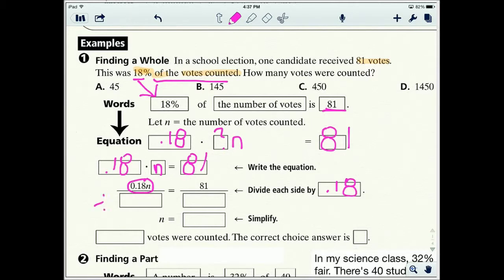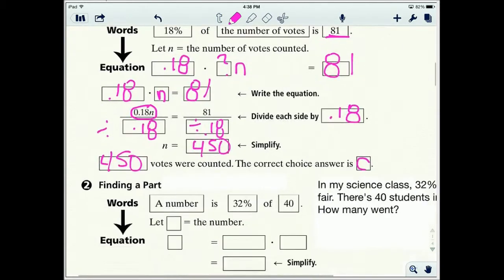So if I divide by 0.18 on both sides, I'm going to get the answer. 81 divided by 0.18 gives me 450. So 450 votes were counted, and the correct answer choice would be letter C. So I'm going to put C. Okay, let's go ahead and look at the next example.